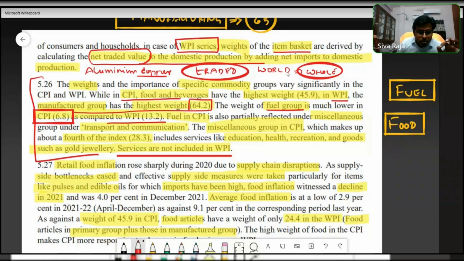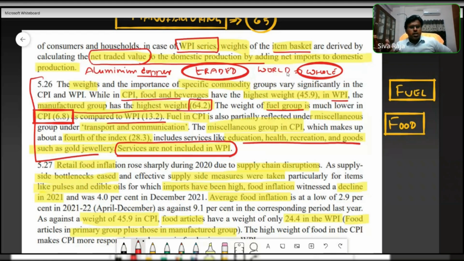One more thing. See here, services are not included in WPI. Services means education, health, recreation. Why are services like health and education not in WPI? As a consumer, what you do, I am not going to reflect here. I am going to reflect the whole thing which happens in the whole world and India. So I will not think about education, how much coaching centers or tuition are increasing. I will think about that when I come to the consumer perspective.